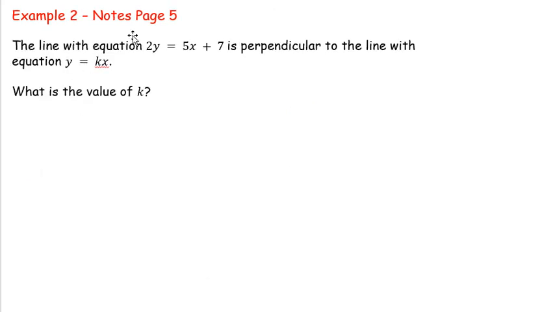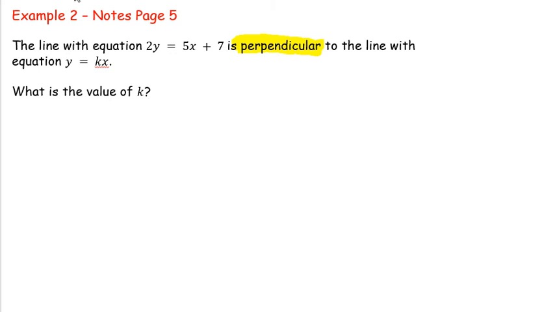Now, on example 2, this is slightly different again, but the same idea. The line with equation 2y equals 5x plus 7 is perpendicular to the line with equation y equals kx. Remember, k in this case would be our gradient, y equals mx, so k is our gradient. So if it's perpendicular, that's your key word there, which suggests that if we're talking about lines, then we're going to use m1 m2 equals negative 1.